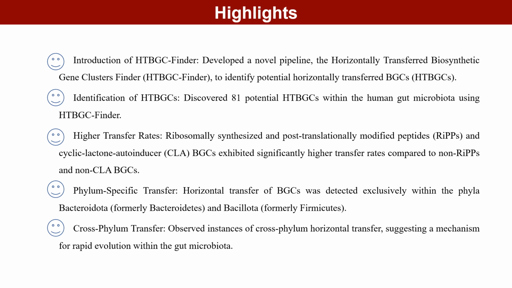Introduction of HTBGC-Finder: we developed a novel pipeline, HTBGC-Finder, to identify potential horizontally transferred BGCs. Identification of HTBGCs: we discovered 81 potential HTBGCs within the human gut microbiota using HTBGC-Finder. Higher transfer rates: RiPPs and CLA BGCs exhibited significantly higher transfer rates compared to non-RiPPs and non-CLA BGCs. Phylum-specific transfer: horizontal transfer of BGCs was detected exclusively within the phyla Bacteroidota and Bacillota. Cross-phylum transfer: we observed instances of cross-phylum horizontal transfer, suggesting a mechanism for rapid evolution within the gut microbiota.